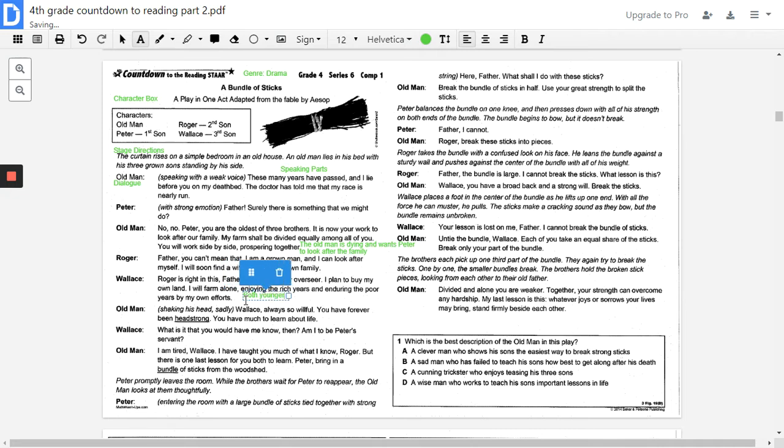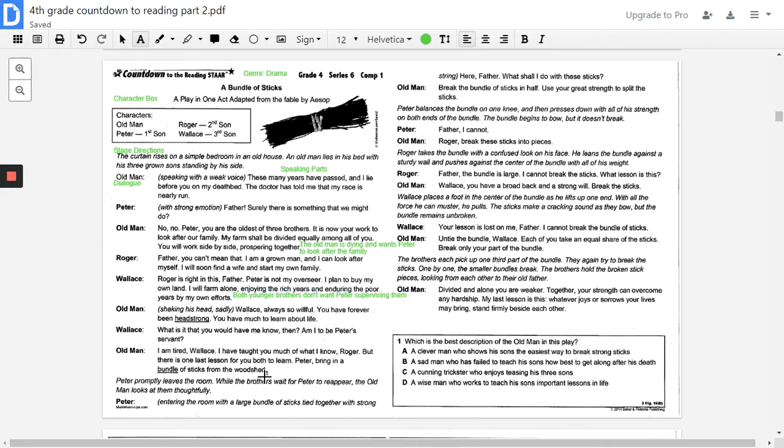Both younger brothers don't want Peter supervising them. Both younger brothers don't really care for Peter looking after them. That might be important later on.